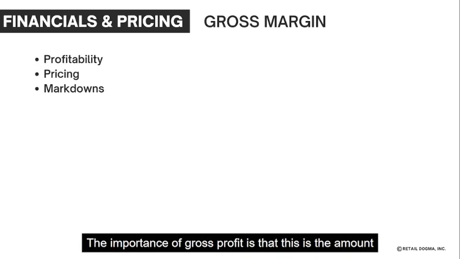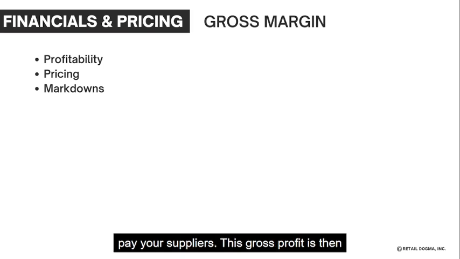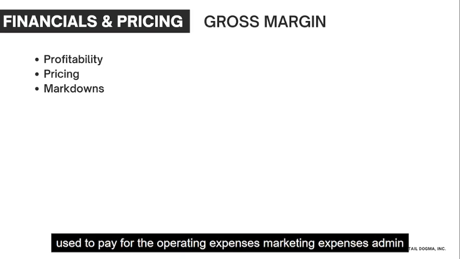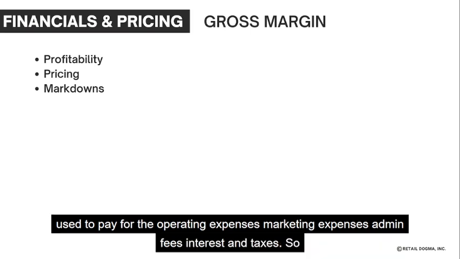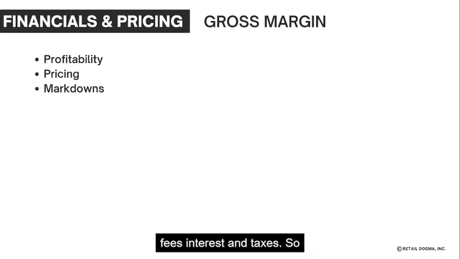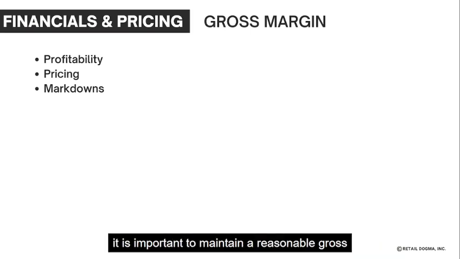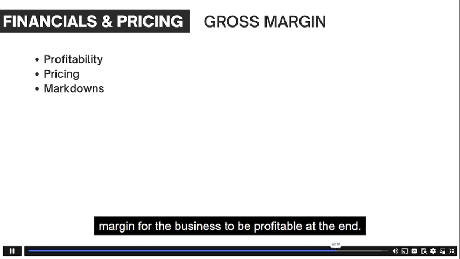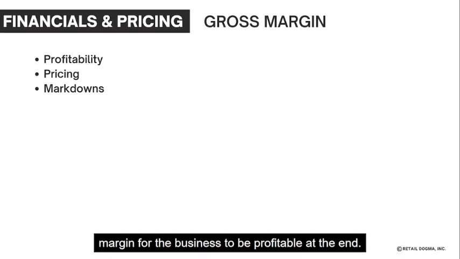The importance of gross profit is that this is the amount that is going to pay for all the business expenses. After you subtract the cost of obtaining the product and pay your suppliers, this gross profit is then used to pay for the operating expenses, marketing expenses, admin fees, interest, and taxes. So it is important to maintain a reasonable gross margin for the business to be profitable at the end.